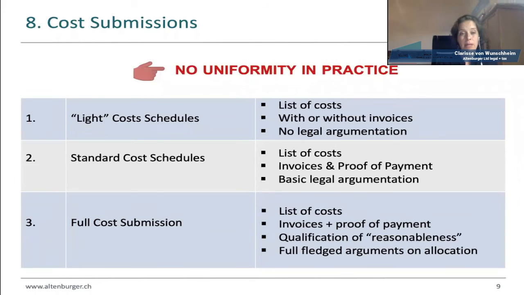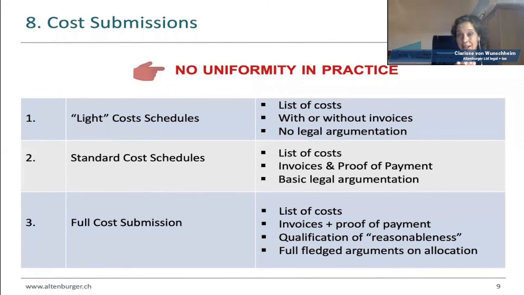So in practice, you can really bump into these three different layers of complexity of cost schedules. Another thing to keep in mind here is that there will also be a difference in practice between having only one round of cost submissions, where both parties file the cost submission at the same time, and two rounds, where each party gets to comment on the other party's cost submissions.